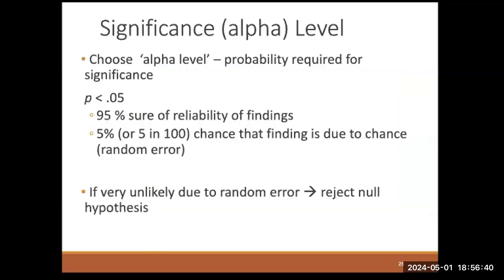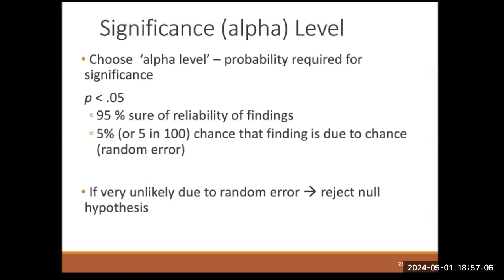So alpha level is also known as our significance level. As I mentioned before, in psychology, the standard is 0.05. So when we see a p-value with that symbol, p is less than 0.05, what that translates to is that we have a 95% confidence in the reliability of our findings. That there's only a 5 in 100 chance.